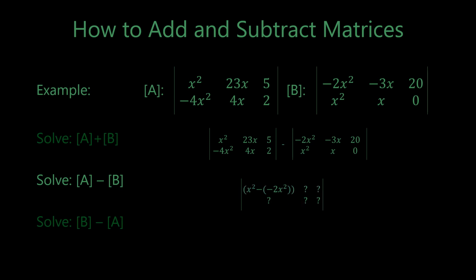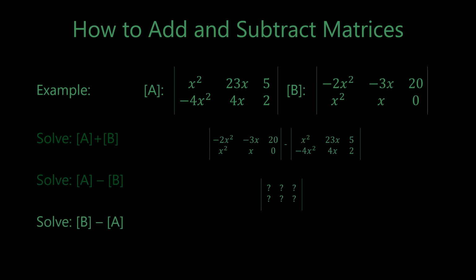Okay, so for A minus B, we're going to get x squared minus negative 2x squared for row 1, column 1, and that's 3x squared. 23x minus negative 3x is 26x, and 5 minus 20 is negative 15. Negative 4x squared minus x squared is negative 5x squared. 4x minus x is 3x, and 2 minus 0 is 2. So we have A minus B gives us 3x squared, 26x, negative 15, negative 5x squared, 3x, and 2 for our new matrix. And take some time to do B minus A.